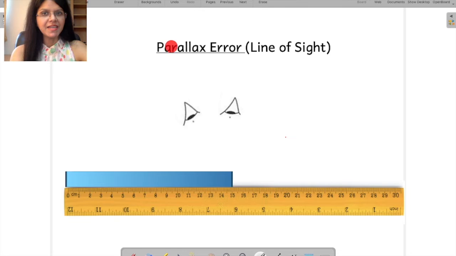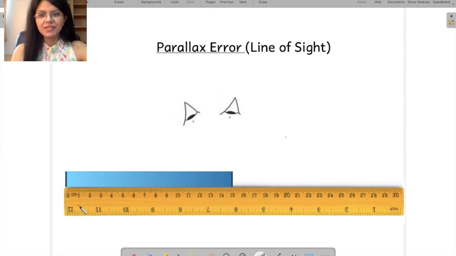Let's now understand about the parallax error, which relates to your line of sight. What is line of sight? Line of sight is nothing but a straight line that comes out from your eye. Why is line of sight a straight line? Common sense. How do you see things? You see things because of light coming from the object and entering your eye. And light always travels in a straight line. So line of sight is a straight line, right?